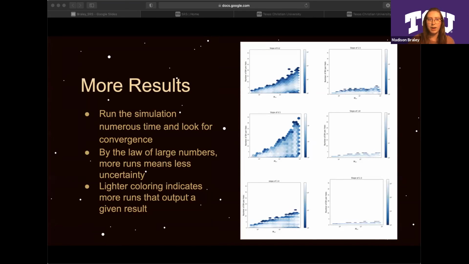These plots on the right of the screen are also heat maps. The lighter colored hexagons indicate that more runs outputted that number of black holes for that specific mass. So you can think of them as kind of an overlay of all the runs that we've done. Right now we see the most convergence around a slope of 0.5 for 100 runs, but we have to increase the number of runs to achieve minimal uncertainty, as the law of large numbers tells us that the more we randomly repopulate these simulations, the more accurate of an initial mass function we're going to be able to get.